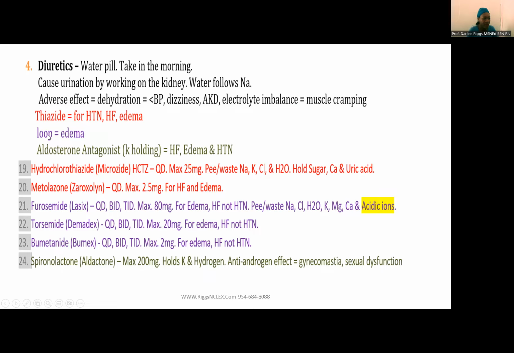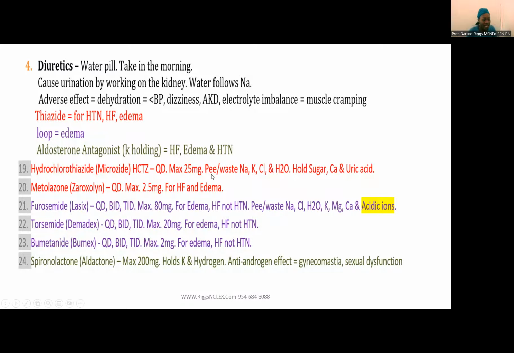And your aldosterone antagonists are great, especially if the client is on digoxin, because remember, we never want clients hypokalemic on digoxin. Great for heart failure, edema, hypertension. So let's go over the specific drugs. The thiazide diuretics you want to be familiar with are hydrochlorothiazide and metolazone.